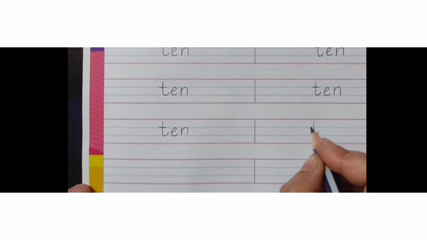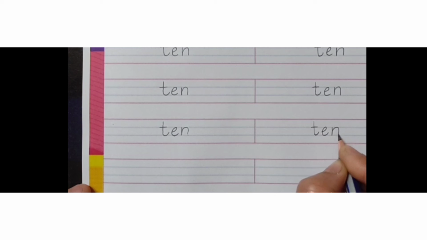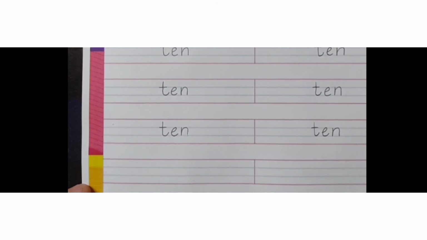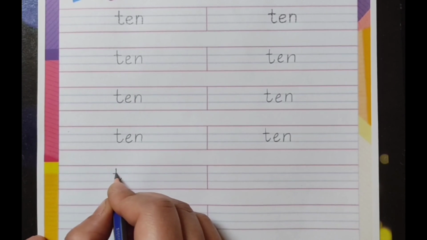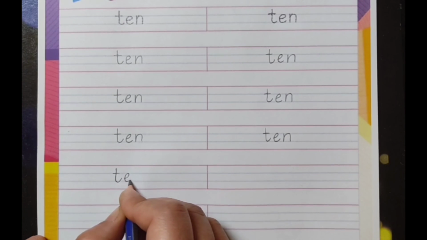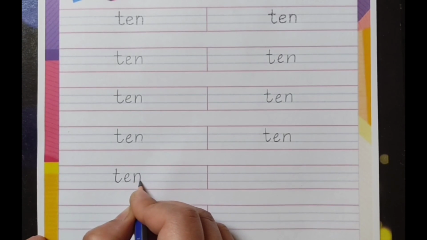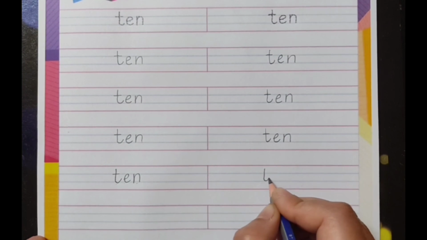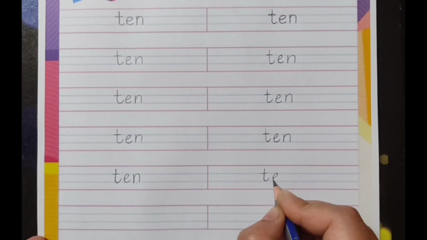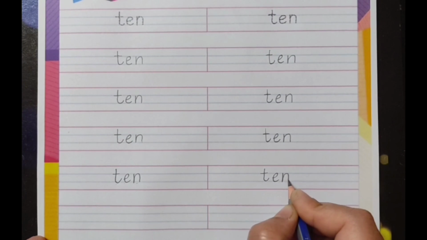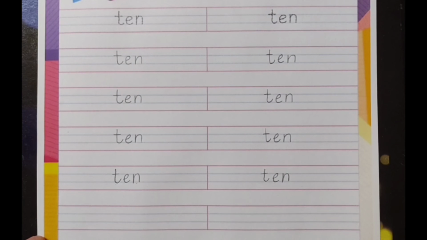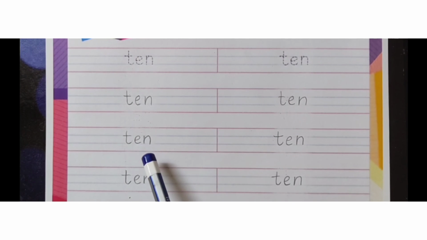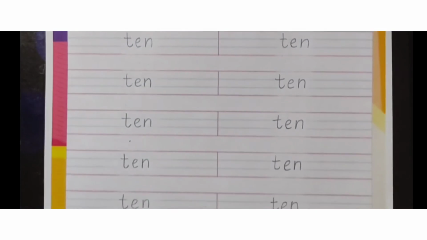First make T, then make E, and then make N. T-E-N, 10. First make T, E, N. T-E-N, 10. T, E, N, 10. In this way, you have to write number name 10 in your workbook.